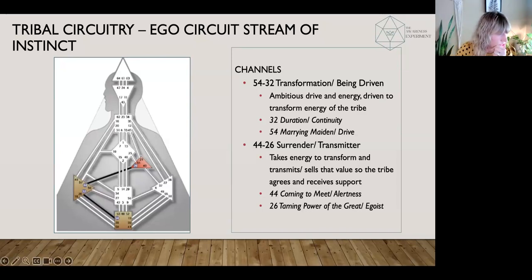Okay. And then the 4426. Okay, Tiff, the 4426 is the channel of surrender, or the transmitter. And Tiff does have this channel. I think Camden, me and you both have 26. Tracy, do you have anything in this channel? Yeah, I have 26. You have the 26 too, and an undefined ego. So that's, and now I know Camden and Tiff have a defined ego. So that's a whole different thing.